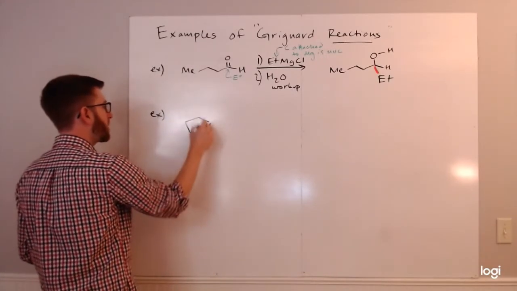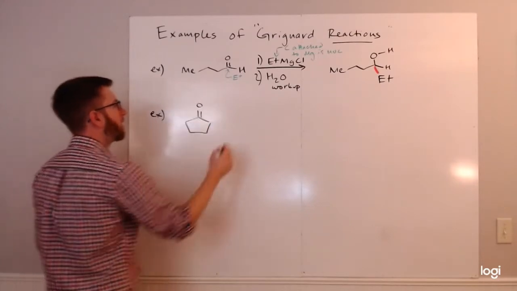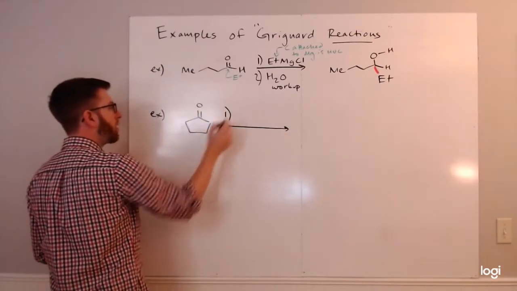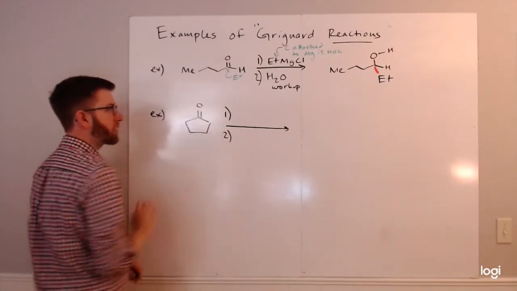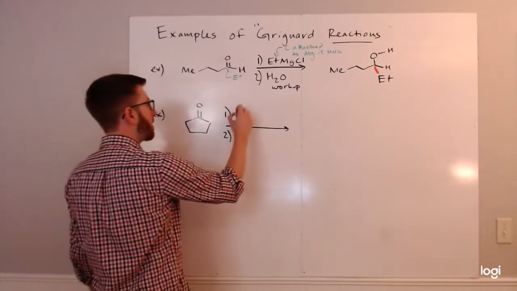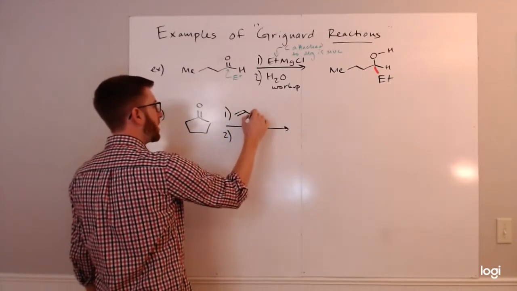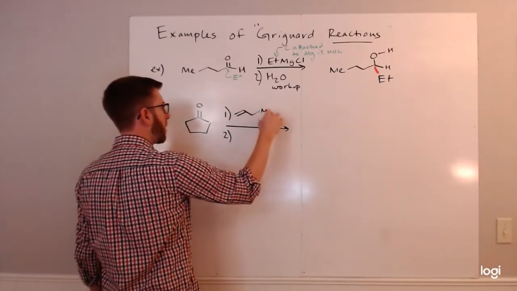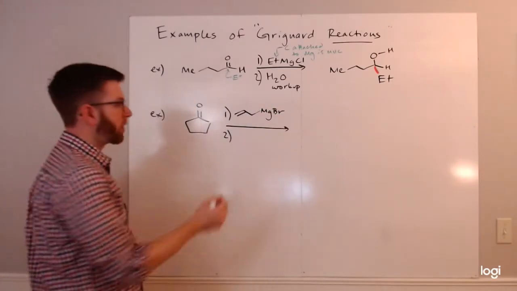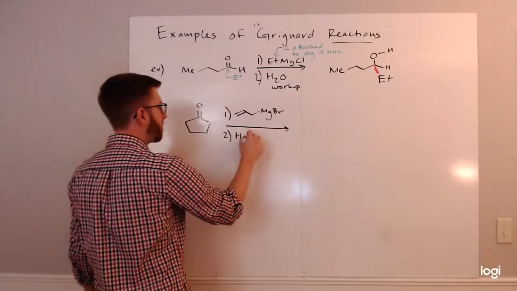So we'll look at cyclopentanone, and we know that we need to actually separate our addition and workup steps here. So let's use a different kind of Grignard reagent. I'm going to actually draw the structure out now. So this one here, and then we know we're going to need a water workup at some point.